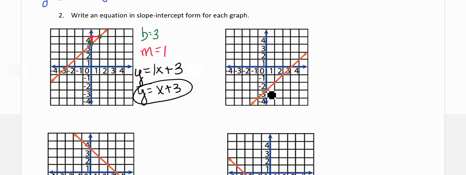Looking at my next graph, I can see my y-intercept is located here at -3. So b equals -3. Finding a second point on my graph, I will find my rise and my run. My rise is 2 and my run is 2, which simplifies to 1. So again, I have another slope of 1, and my equation would be y equals x minus 3.